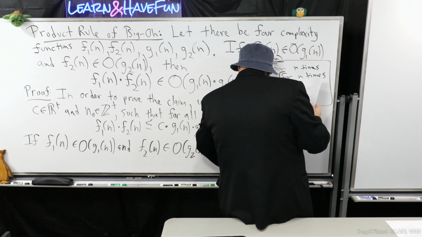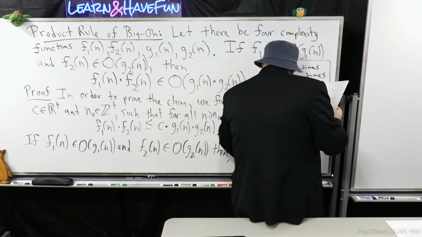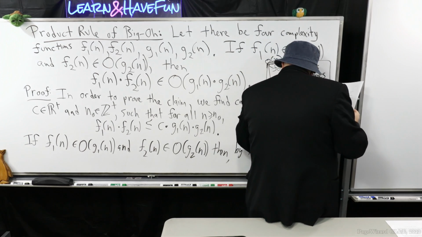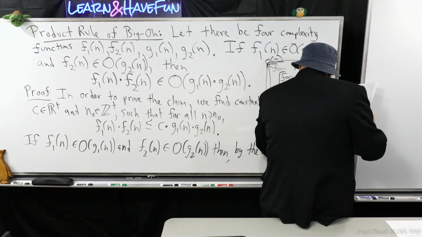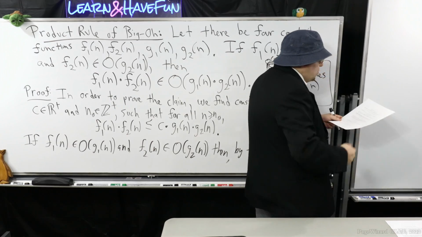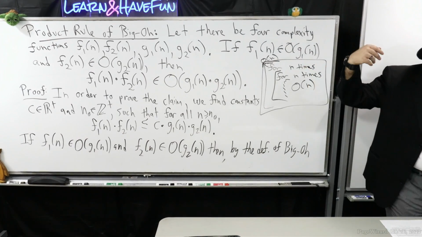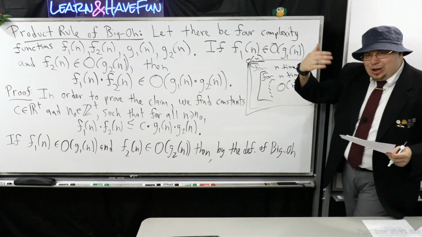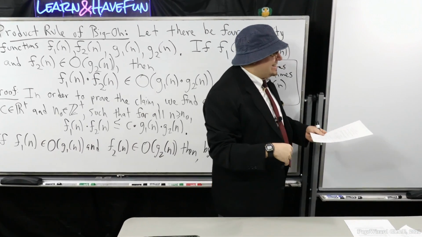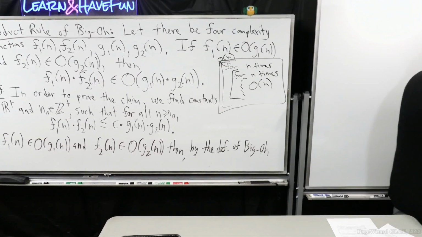Then by the definition of big O, we get the following. So let's head on over here. Come on over, okay, let's go over here. So we get the following.